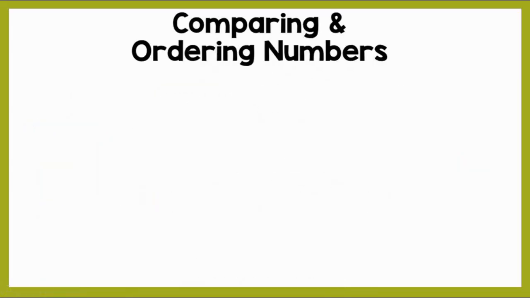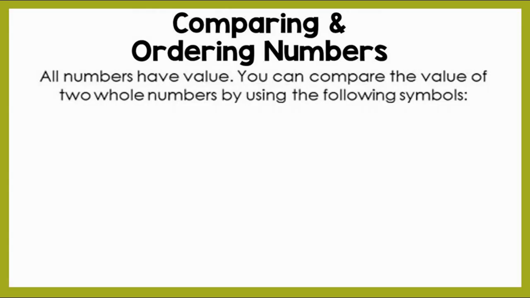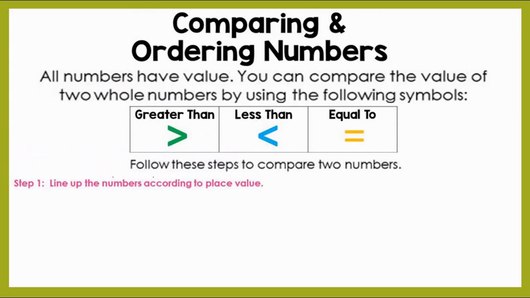But what rules do you have to follow for comparing and ordering numbers? First, we will learn comparing two numbers. For comparing two numbers, you can use the greater than, less than, and equal to symbols. There are a few steps for doing comparison.